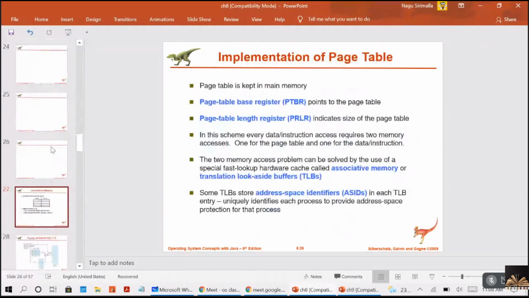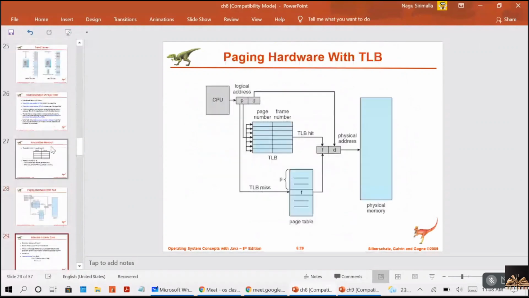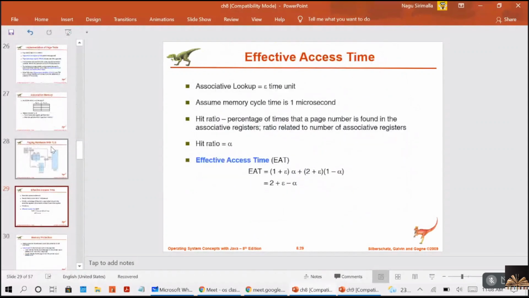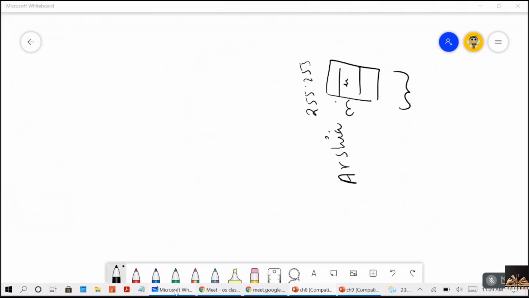Yes. So in the last class, we discussed calculating the effective access time. Is that clear, right? So what do you mean by this effective access time? It is nothing but the total of hit ratio and the miss ratio, right? So here, if you see, once again, I'll explain.